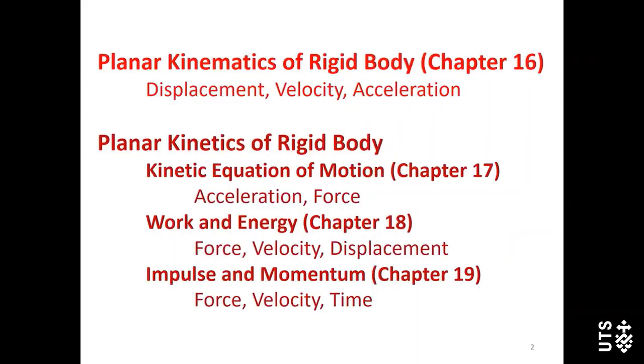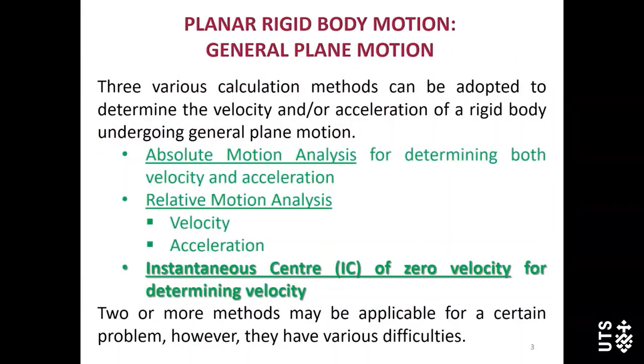We continue our study on planar kinematics of a rigid body. For general plane motion, we know we have three methods. The first method is absolute motion analysis, and this can be used for determining both velocity and acceleration. We studied this method in week 1.